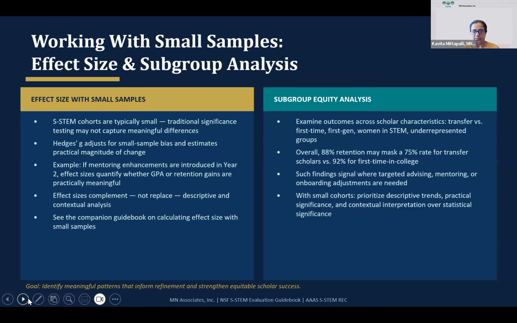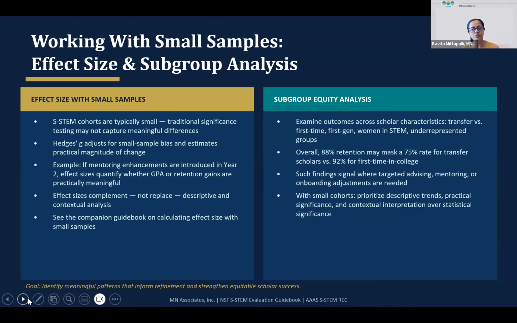Right. So very quickly, I'm going to talk about some of the overall, and an example that you'll find in the guidebook is that an overall retention rate of 88% can mask a 75% rate for transfer scholars versus 92% for first time in college students. So that 17% gap signals where the targeted advising, mentoring, or any other EBP are needed. But with smaller cohorts, prioritizing the descriptive trends and looking at the context interpretation is really critical. And that kind of really trumps over the statistical significance.